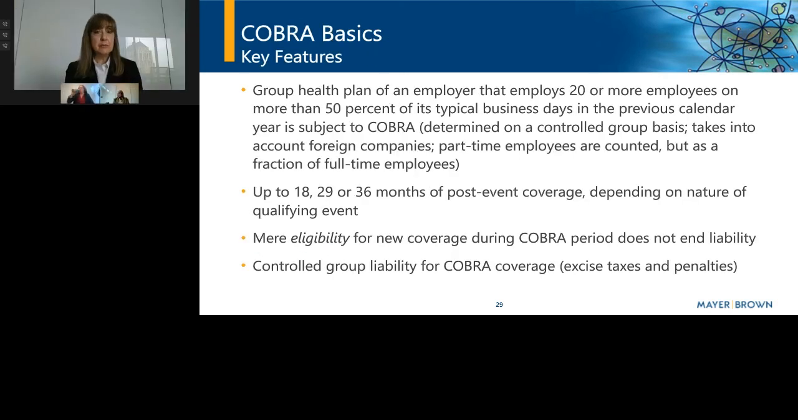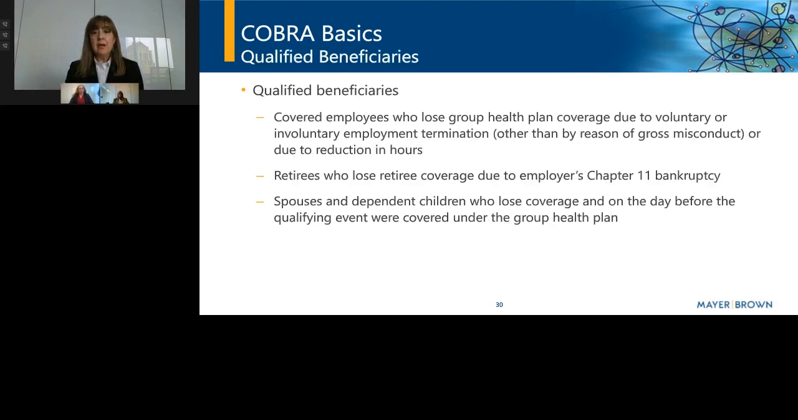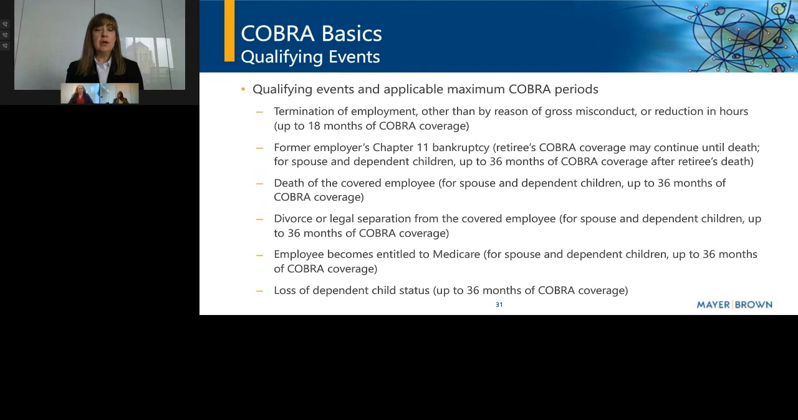What employers are even subject to COBRA to begin with? Also be aware that COBRA, the obligation to provide COBRA, and the penalties that can flow from noncompliance, those are joint and several liabilities of all of the controlled group members. Be aware that qualified beneficiaries can be employees, former employees, retirees in some instances, as well as spouses and dependent children. And be aware that there are a number of COBRA qualifying events.